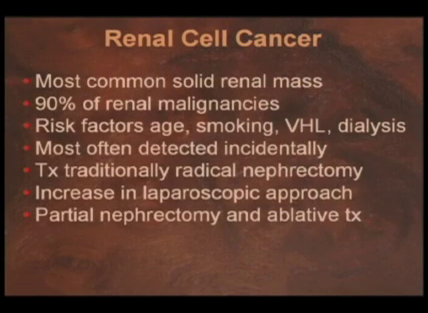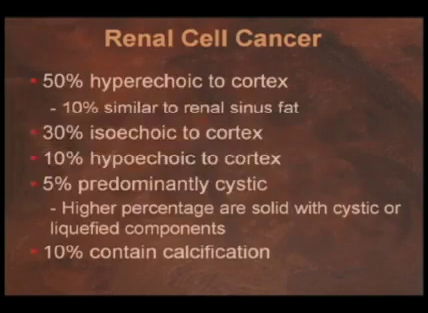Now, we've alluded to renal cell cancer that occurs in particular conditions. Let's just talk about renal cell cancer by itself. It's the most common solid renal mass, accounts for 90% of all renal malignancies. Risk factors include advanced age, smoking, and as we mentioned, von Hippel-Lindau disease and dialysis. It's most often detected incidentally nowadays, and traditionally it has been treated with radical nephrectomy, although nowadays there's a big increase in the number of laparoscopic procedures that are being done and the number of partial nephrectomies and ablative therapies that are being performed for renal cell cancer.